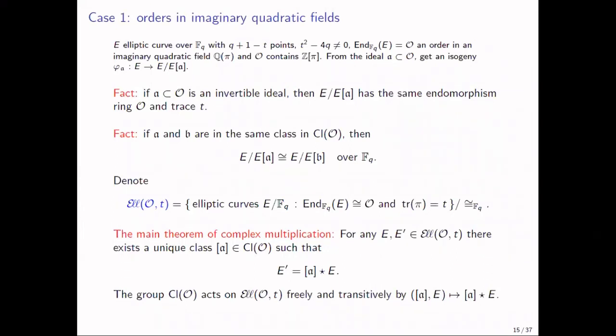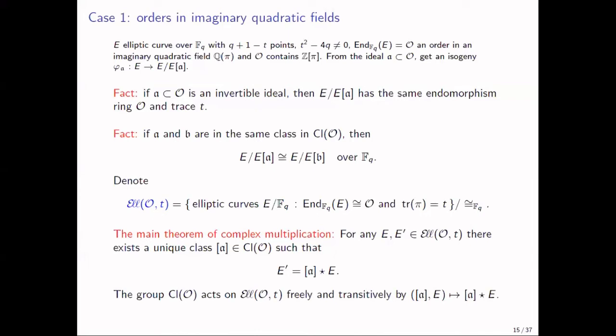So we will consider this set, LOT, which is just the elliptic curves with a fixed rational endomorphism ring and a fixed trace. And we will take them up to F_q isomorphism. And by the two facts above, if you take any elliptic curve here and you compute the isogeny corresponding to an invertible ideal, then you end up with an elliptic curve in here.